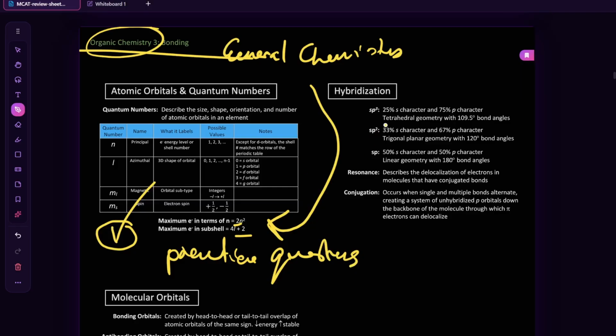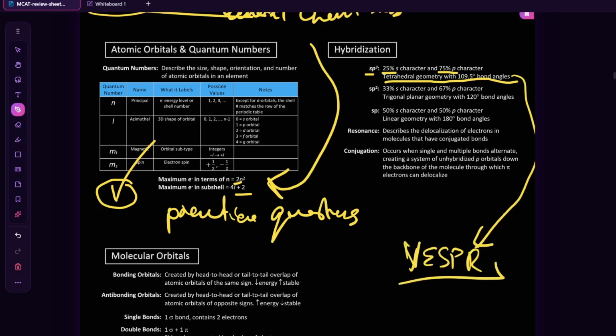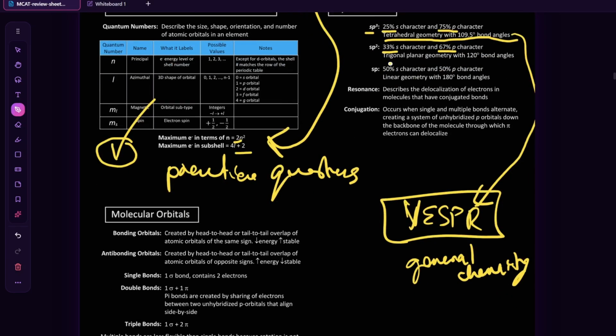And then for hybridization, sp3 means you have 25% S character, 75% P character. You will have a tetrahedral geometry with 109.5 bond angles. This is given to you via VSEPR, and VSEPR is also in your general chemistry textbook for Kaplan. sp2 is 33% S character, 67% P character, with a trigonal planar geometry with 120 bond angles. sp is 50% S character and 50% P character. You have a linear geometry with 180 bond angles.